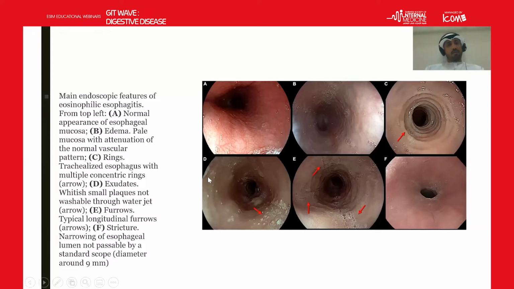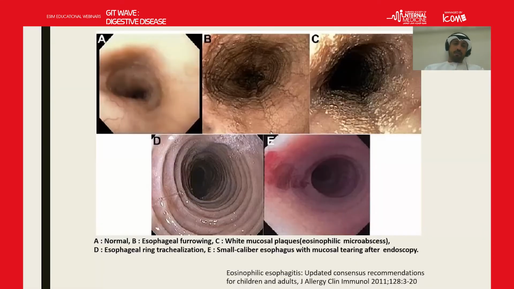These are different endoscopic findings. Starting from A, you can see a normal appearance, going to edema, going to something called trachealization in C. You can see an exudate in D, longitudinal furrows in E, and up to developing a stricture in picture F. This is again showing a similar picture, but in picture E, you're going to see there is a mucosal tear that happened after endoscopy, an unexplained mucosal tear.